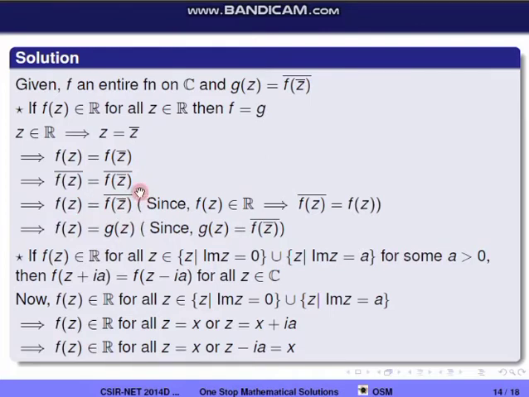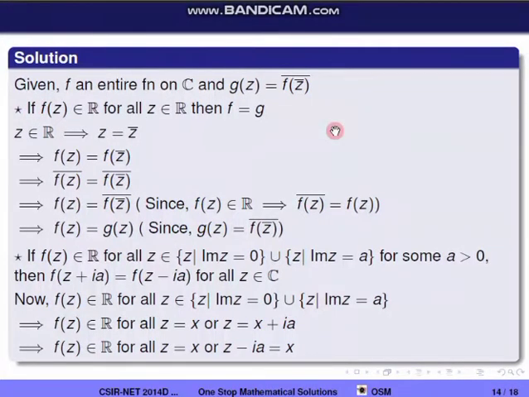and we know this is defined by g of z. So this implies f of z is equal to g of z, that is f is equal to g by identity theorem. So this option is correct. Next option, if f of z belongs to R for all z in {z such that imaginary z equal to 0} union {z such that imaginary z equal to A} for some A greater than 0, then f of z plus iA is equal to f of z minus iA for all z in C. So we'll check this option.